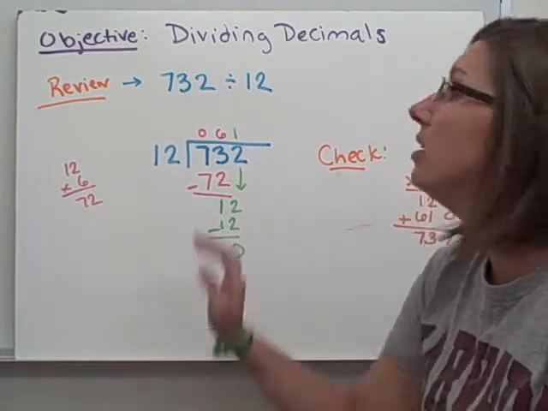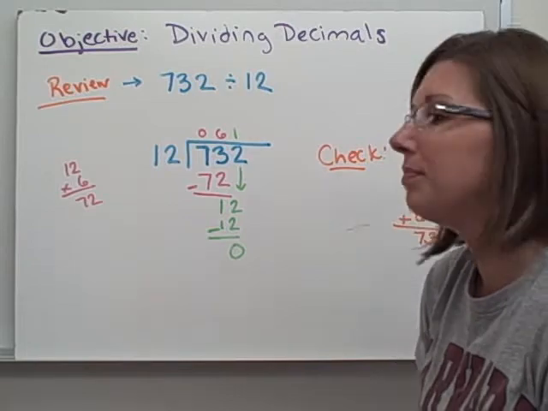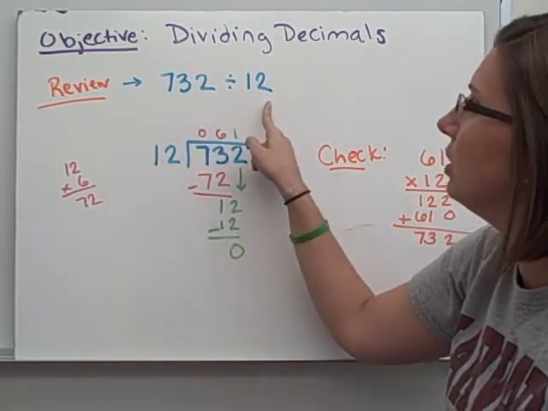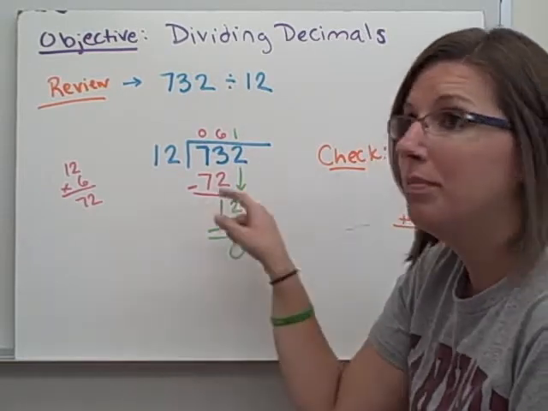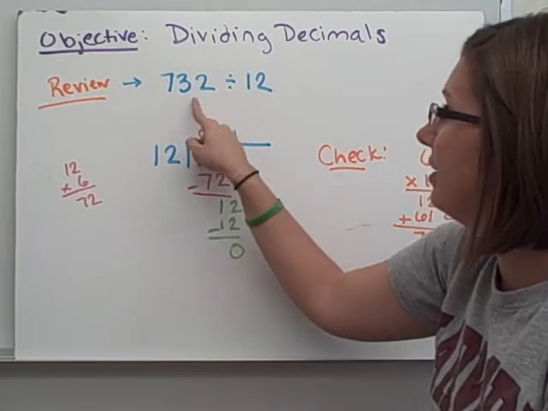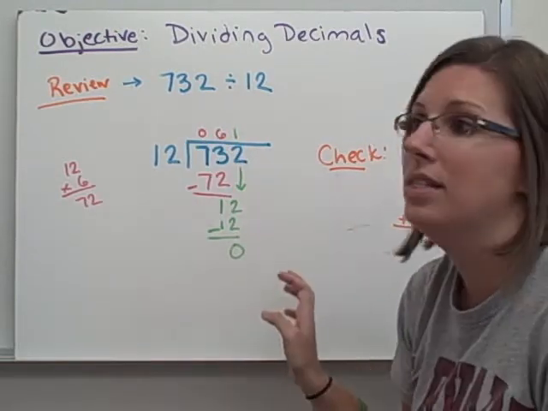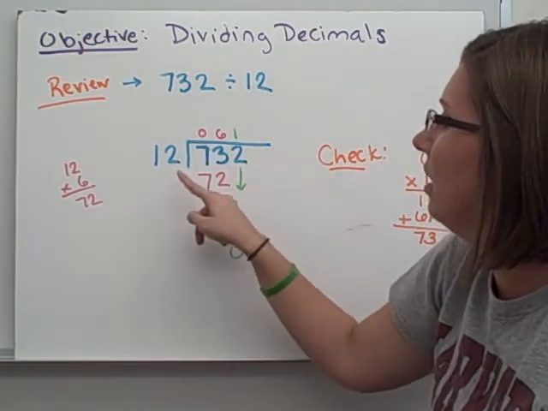Today we're talking about dividing decimals. Let's review division with whole numbers. So if I gave you the problem 732 divided by 12, I would rewrite that in a long division problem. So this first number goes underneath the house, which is a phrase that some people use. So 732 divided by 12.